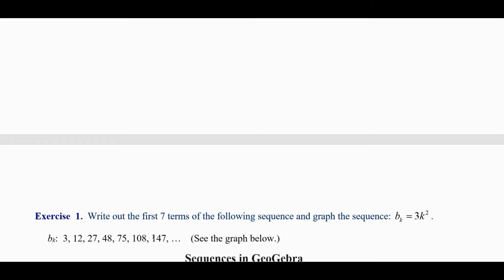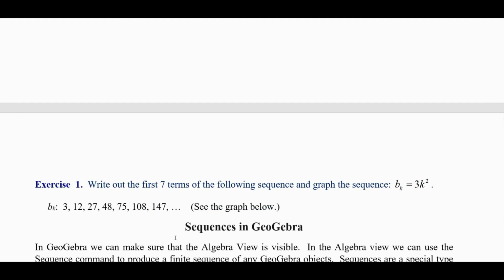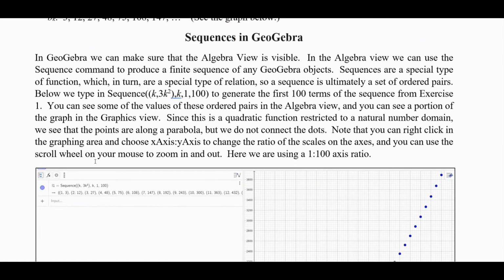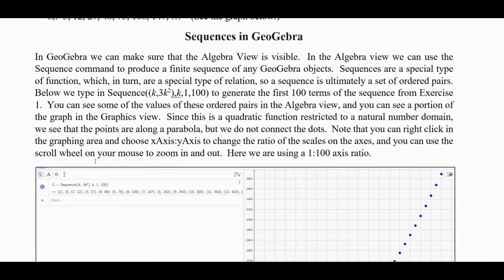This continues on. You could easily do that by hand. I'll show you how you can use some technology as well. Now, of course, we could graph these on a piece of graph paper pretty easily as well. But I want to introduce some technology here as well in this video. We're going to talk about sequences in GeoGebra.